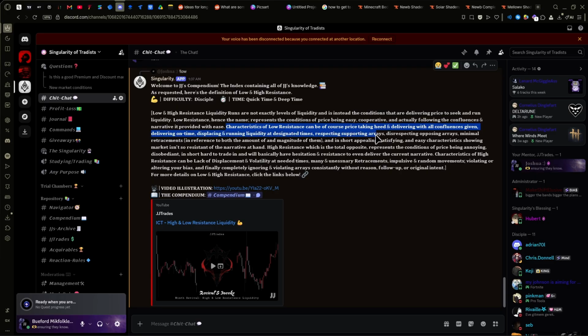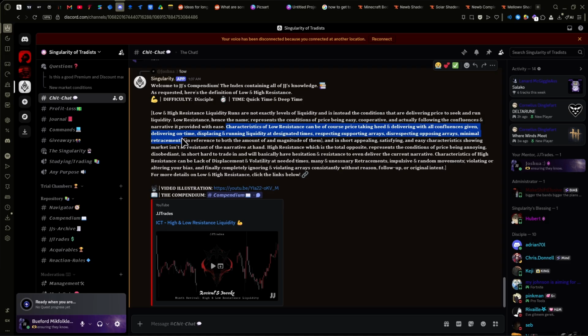Respecting supporting arrays. Of course, it's not going to respect every single array, but that's just another characteristic you would see of low resistance liquidity runs, in which all low resistance means is just smooth price action, not annoying, super easy to trade, and you get your money quick. That's basically low resistance, okay? In which high resistance is the complete opposite. Disrespecting opposing arrays. That's a characteristic of low resistance. Minimal retracements. See the word minimal? Retracements, meaning there's not a lot of retracements.